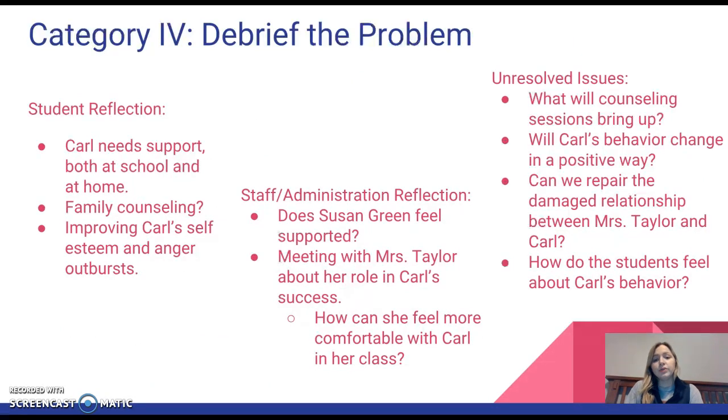So a debrief of the problem. Carl needs support at school and at home. I don't think that he feels supported at home at all.